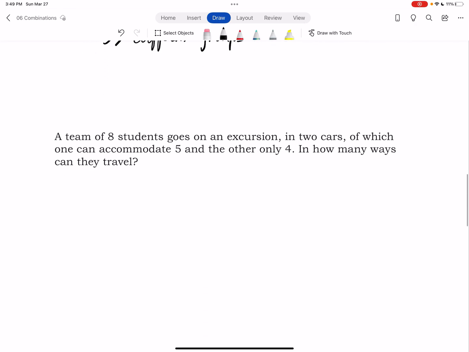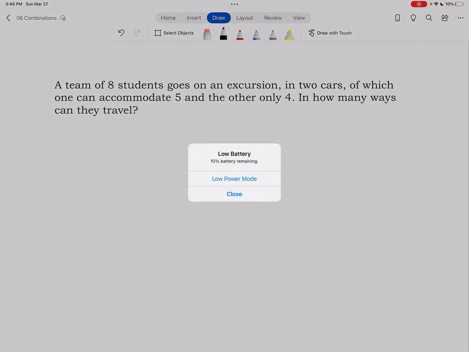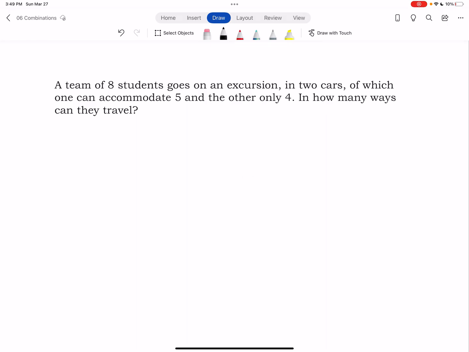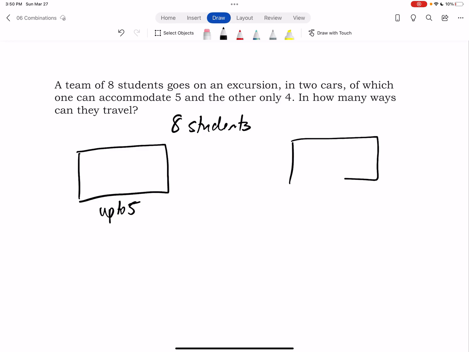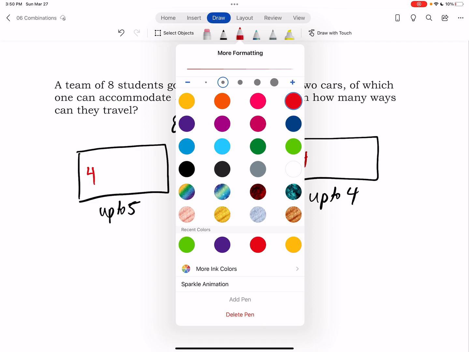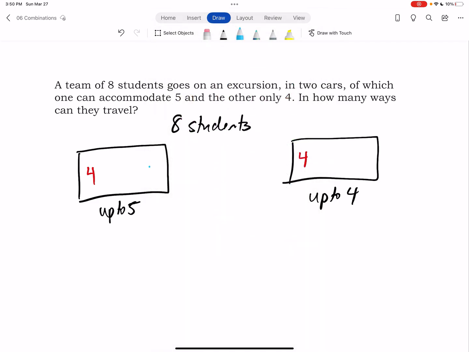A team of 8 students goes on an excursion in 2 cars, of which one can accommodate 5 and the other only 4. How many ways can they travel? So if I have 8 students and I have 2 cars, this car over here can hold up to 5, and this car over here can hold up to 4. So if I think about what I can do, I can break them into a group with 4 and 4, or I can break them into a group with 5 and 3, right? So 4 and 4, or 5 and 3.